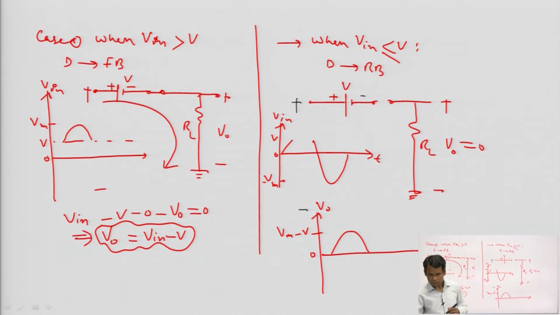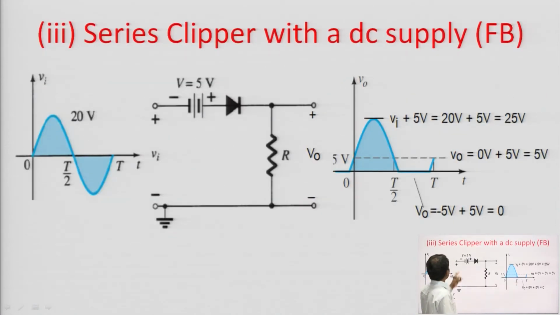Now the third circuit is the series clipper with DC supply, but here the bias voltage is connected such that the diode becomes forward biased. Here you can see that the positive plate of the bias battery is connected with the P type. What will happen here? If the battery is not there, then for the positive half cycle the diode becomes forward biased, and for the negative half cycle the diode becomes reverse biased. But here, for the positive half cycle, the diode is forward biased by both the voltages, by the input voltage as well as the bias voltage.